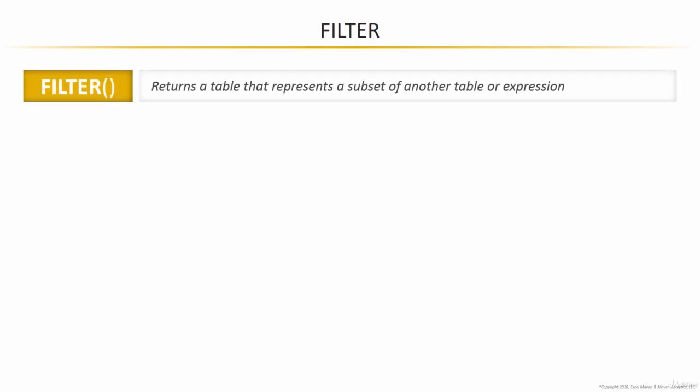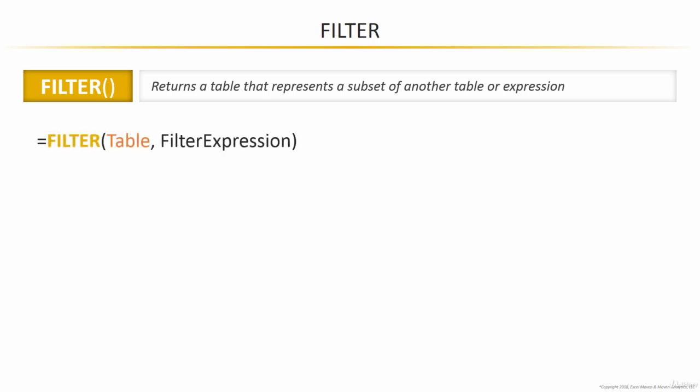All right, so we've talked about a few DAX filter functions already, namely calculate and all. Now I want to talk about a third called filter. Filter, by definition, returns a table that represents a subset of another table as defined by some filter expression.